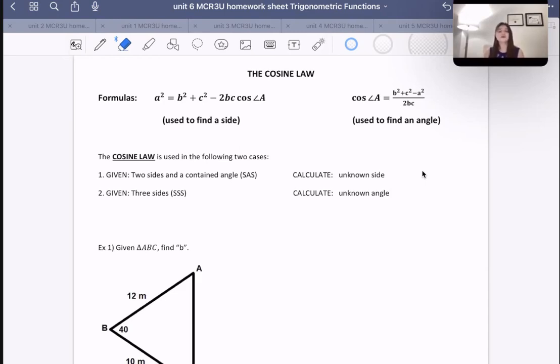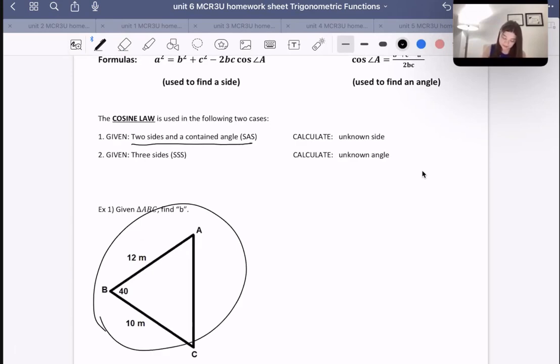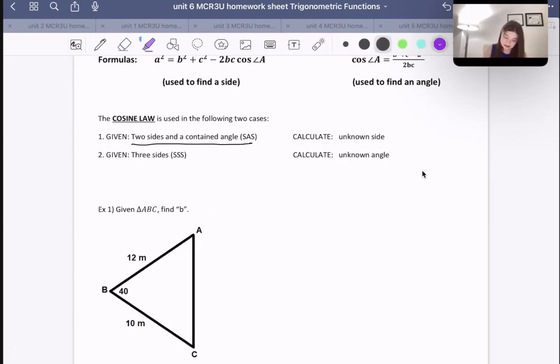As for cosine law versus sine law, let's think about when we can't use sine law. We can't use sine law if two sides and a contained angle are given. So for example, in example 1, the trouble here is that we have this angle and we need to find this side. However, we don't have any other angles to match with this one. So if I try to use C or A, I'm going to have two unknowns, right? So we aren't able to solve it.